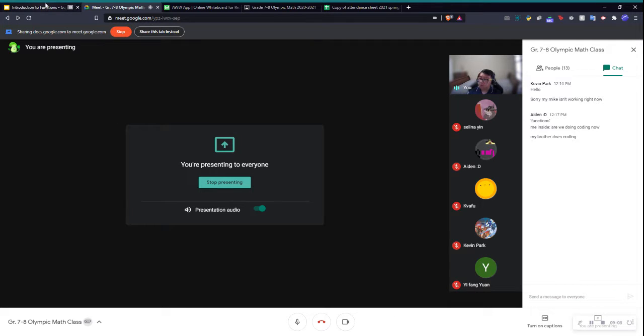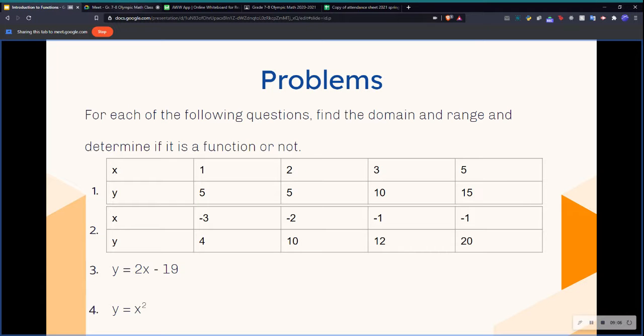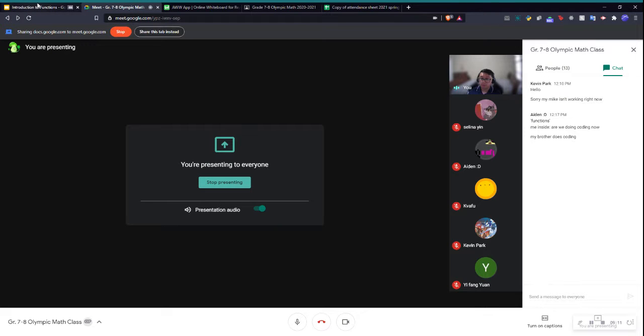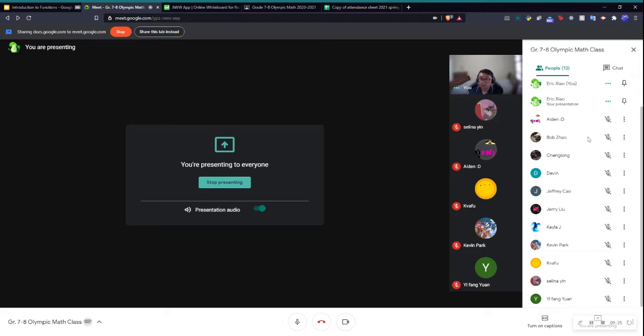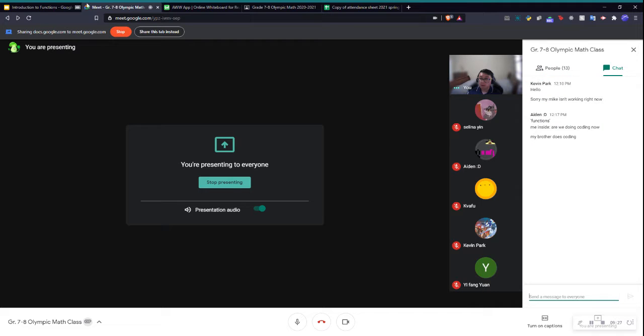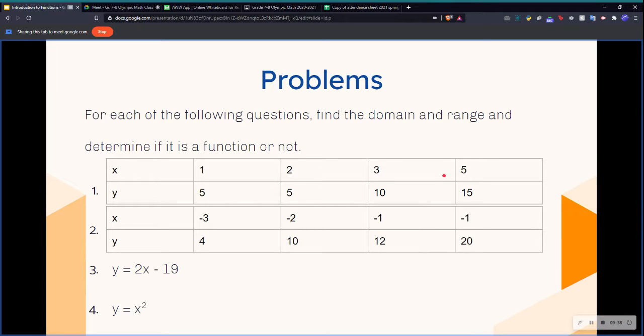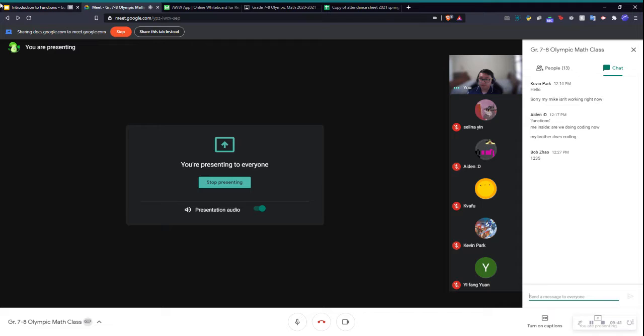All right, I think it's time to take it up. Okay, let's look at the first question. Can someone tell me what the domain and range is for the first question? What's the domain? You can type in the chat if you want to, or unmute yourself. Does anyone have an answer for the first question? 1, 2, 3, 5. Yeah, you just take all the x values. That's your domain. What about the range?